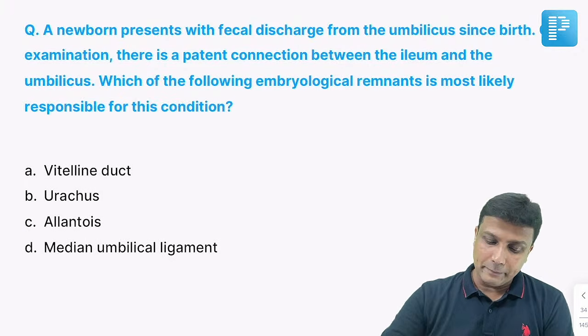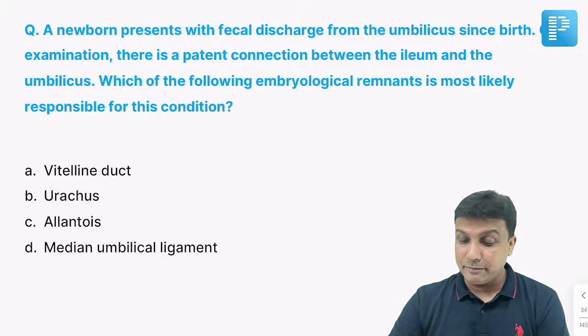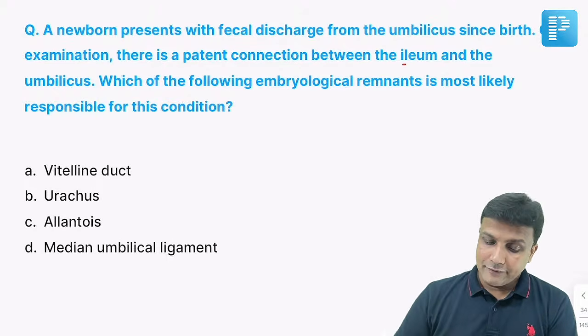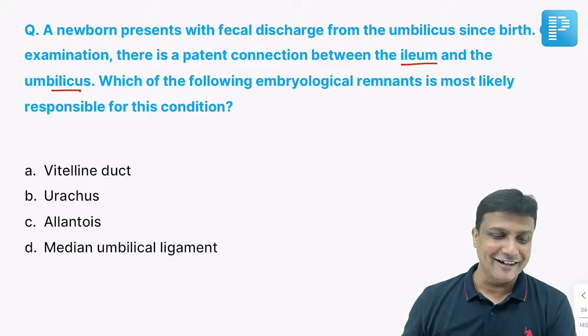A newborn presents with fecal discharge from the umbilicus since birth. On examination, there is a patent connection between the ileum and the umbilicus. Which of the following embryological remnants is most likely responsible for this condition?